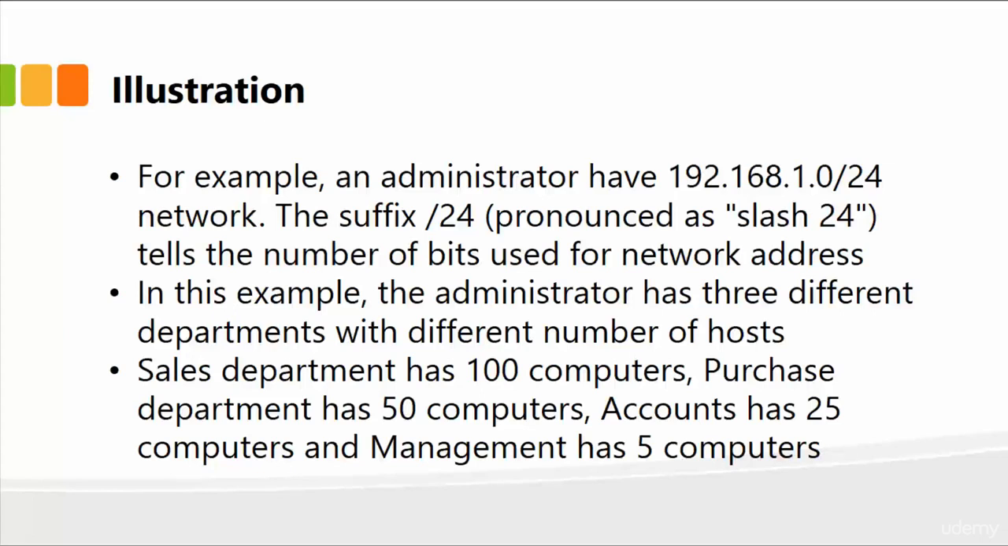So in this example that we're going to take a look at, the admin has 3 different departments with different number of hosts. Sales department has 100 computers. The purchase department has 50 computers. The accounts department has 25 computers. And the management department, for instance, has only 5 computers. So we are going to divide our IP address 192.168.1.0/24, which tells us the number of bits used for the network address, into each of these departments, right? So sales 100, purchase 50, accounts 25, and management has 5 computers.